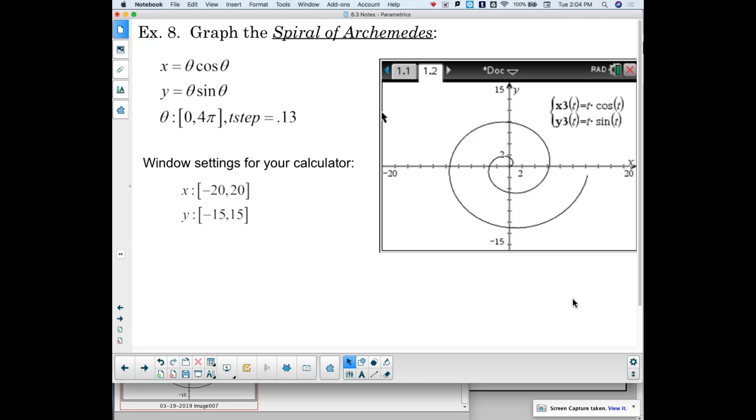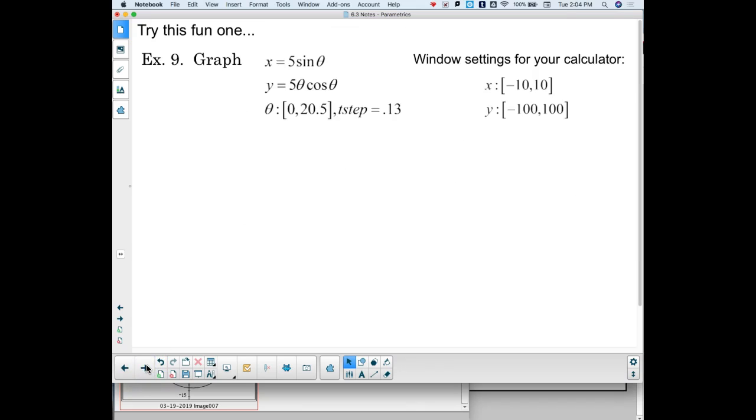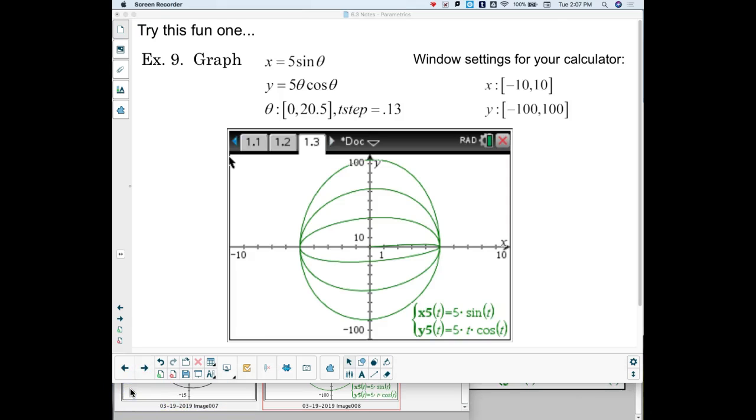Yes'm. All right. Love it. Try that one. This one is kind of funky. This one's really funky. So that's what I got after I typed it in.